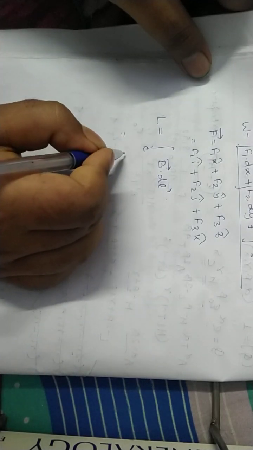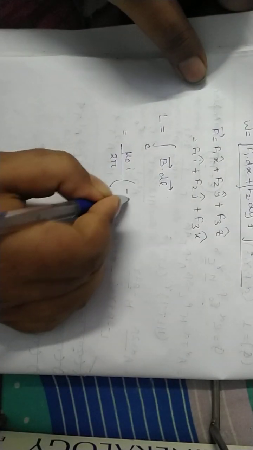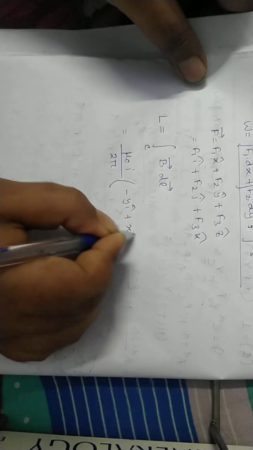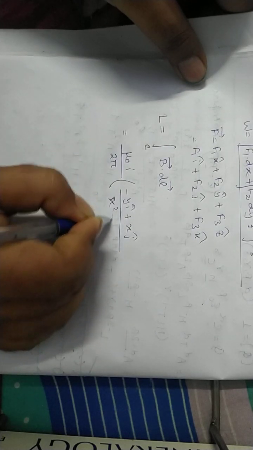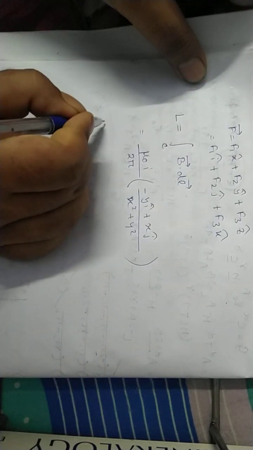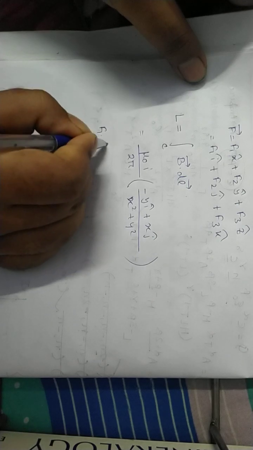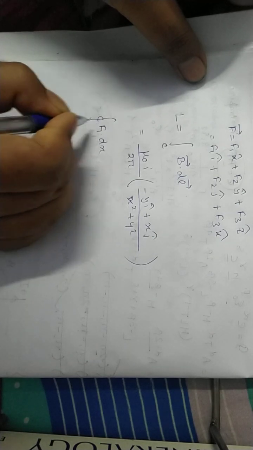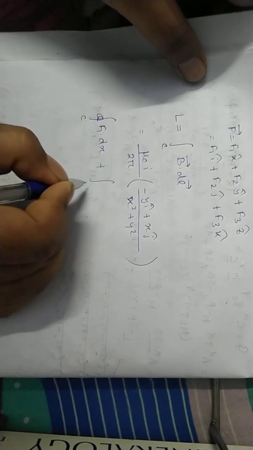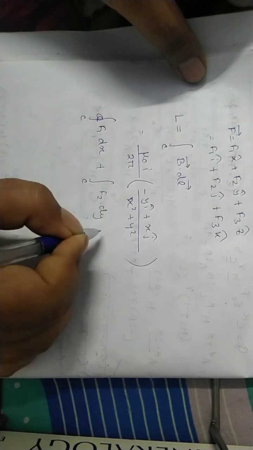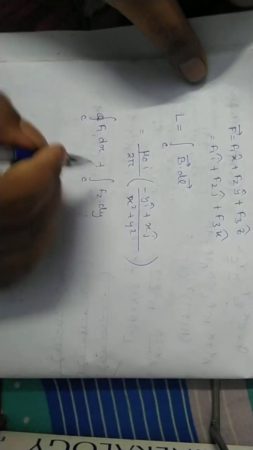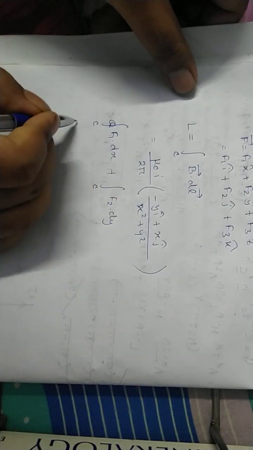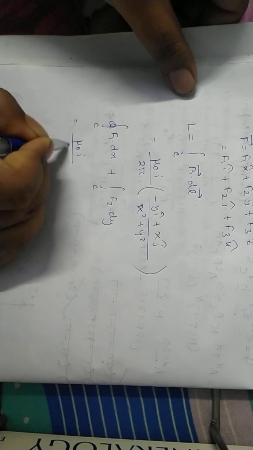What is the value of B? The value of B is mu naught I by 2 pi, minus y i plus x j over x square plus y square. Now we are required to find f1 dx plus f2 dy, and here there is no z component, so we don't need to bother. What will f1 be? Mu naught I by 2 pi.